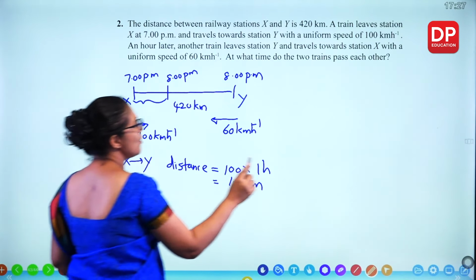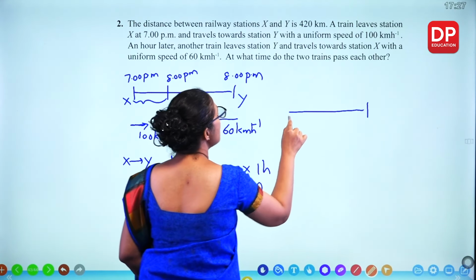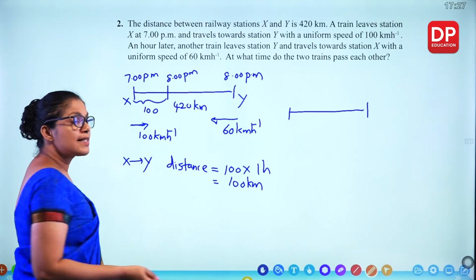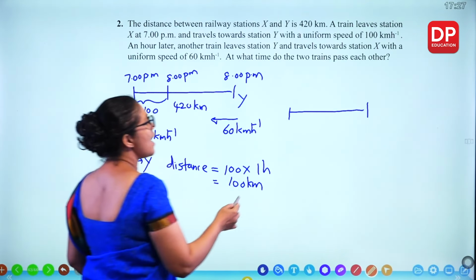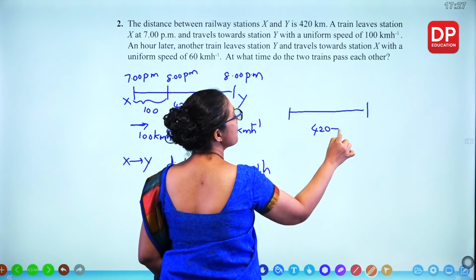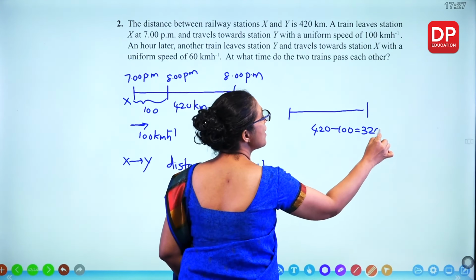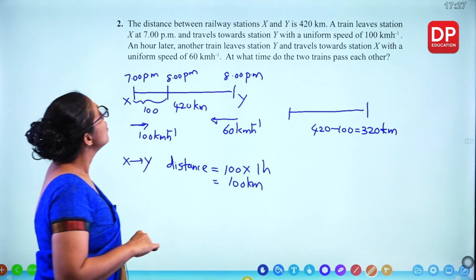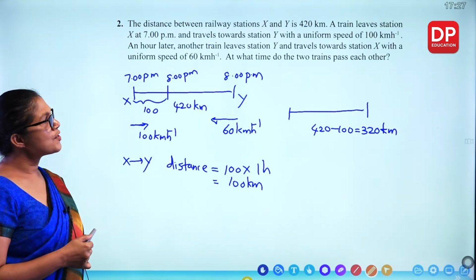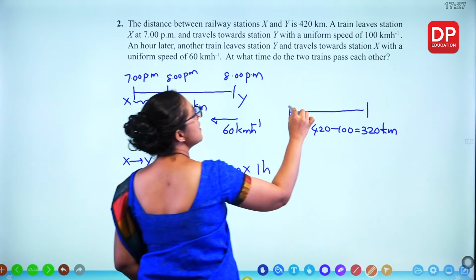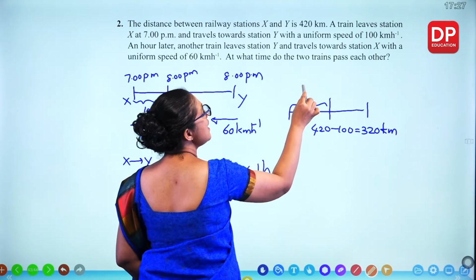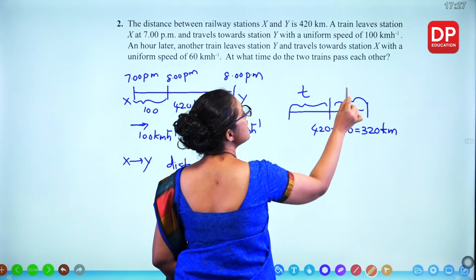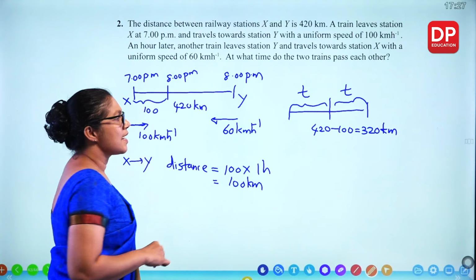Now the new situation is 100 here. Then what's the other distance? The total distance is 420 minus 100. You get 320 kilometers now in between these two trains. Now assume that they meet T hours after this time.